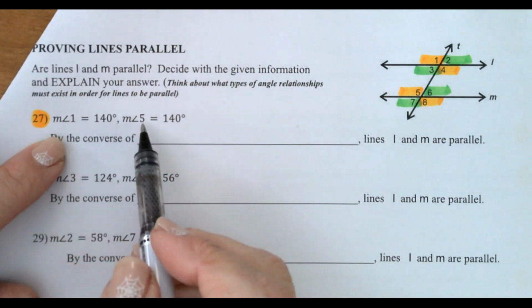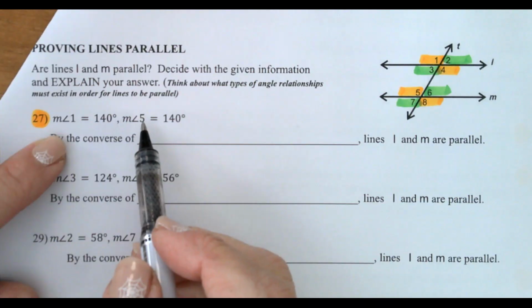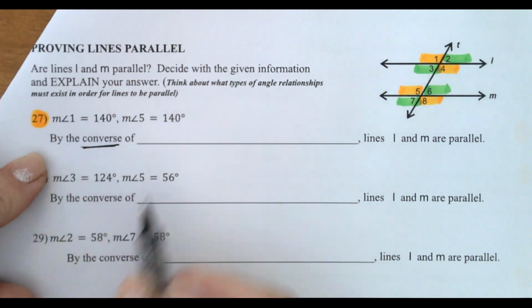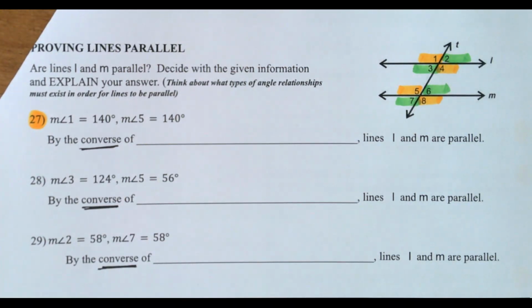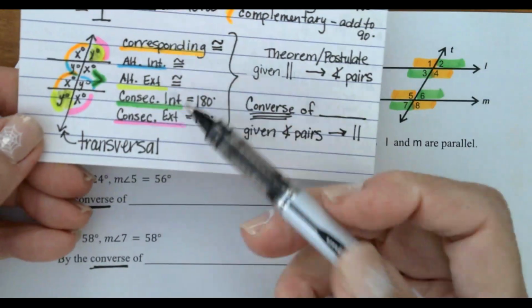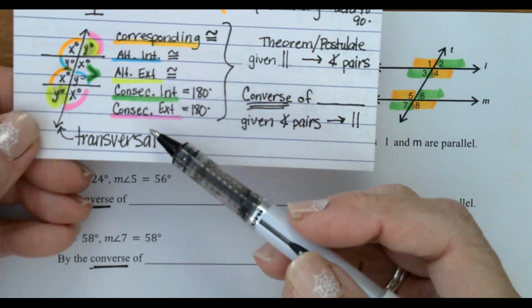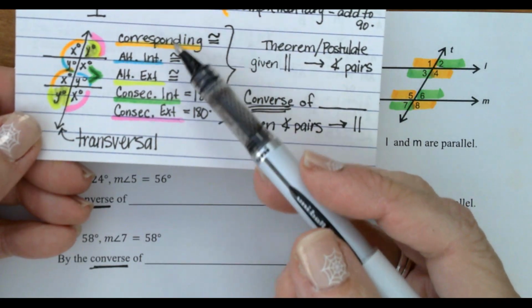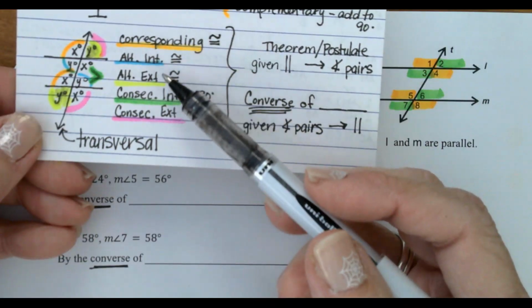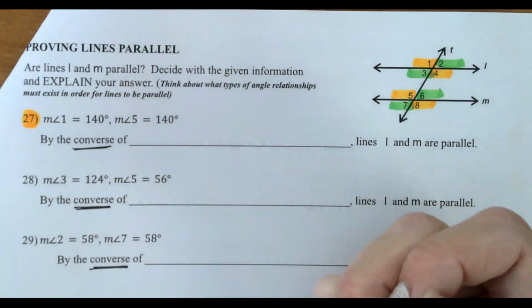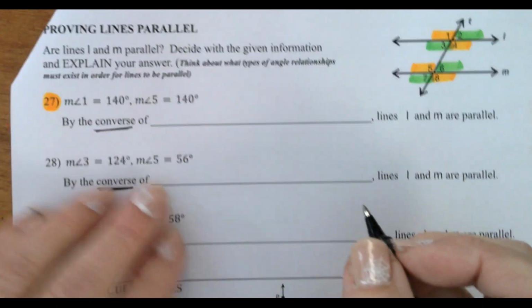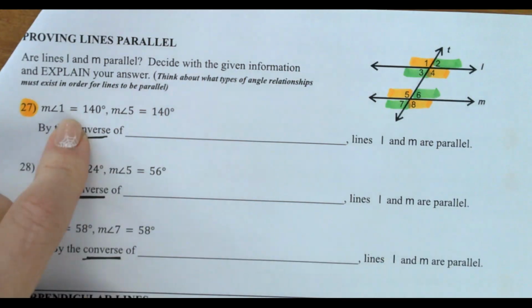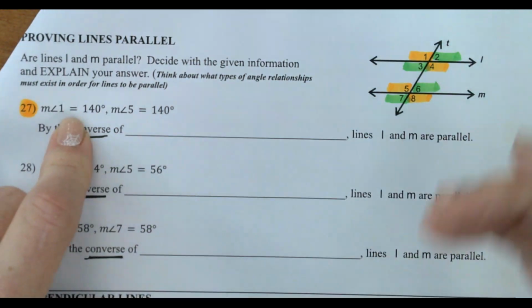Are we starting with angles or lines? Okay, so you see the word converse? All right. Okay, now, do you see these vocabulary word statements right here? Do you see those? That's what's going to go in the blank. These right here. I'm going to write in pencil so I can erase.